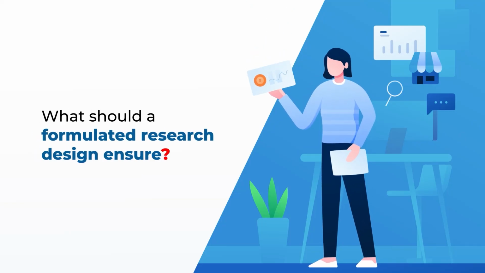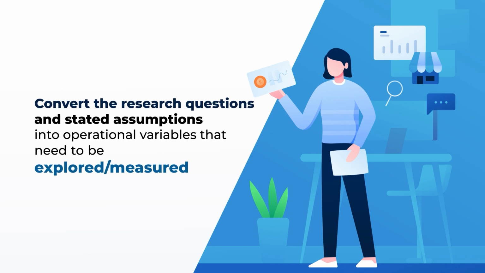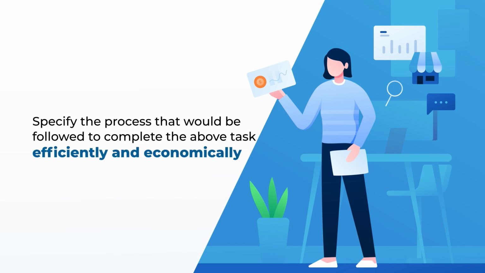Therefore, when you formulate a research design, it should ensure certain things. First, it should be able to convert the research questions and stated assumptions into operational variables that need to be explored or measured. It should also specify the process that will be followed to complete the above task efficiently and economically. Efficiency is a very important aspect of any research design. Also, efficiency in terms of costs. So both economical and efficient.